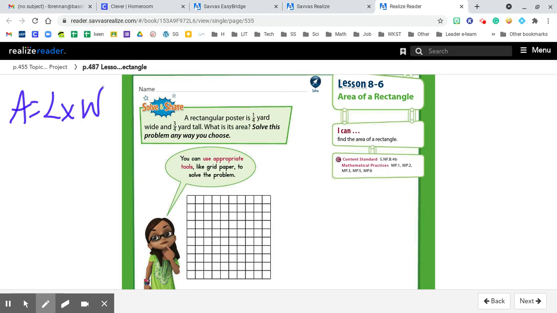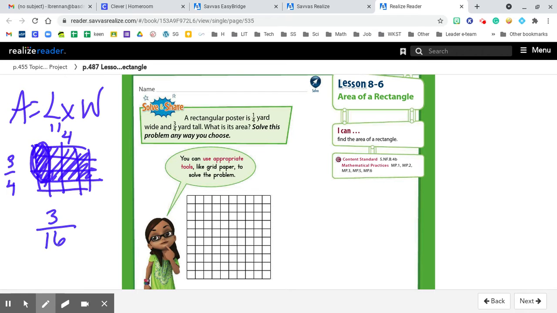In this case, it's like we're drawing, you know how we drew our boxes off to the side? If we said 1/4, we could shade in 1/4 in that direction, and 3/4 starting in the upper left-hand corner. We can shade in 3/4, so we know our overlap is 3 out of 16 altogether. So we can just draw that off to the side, or we can use grid paper.